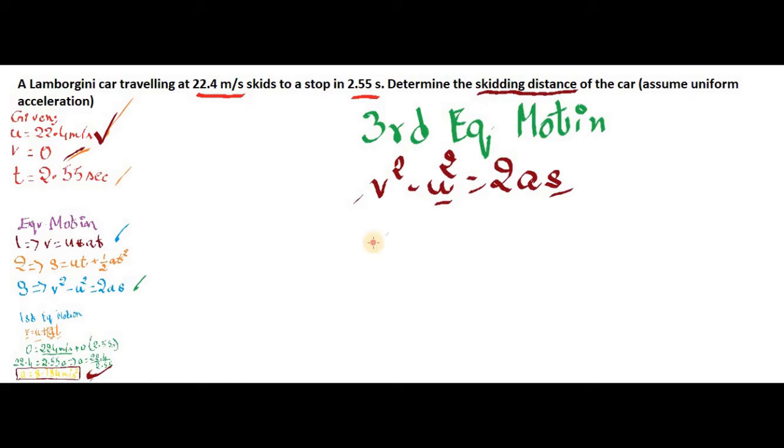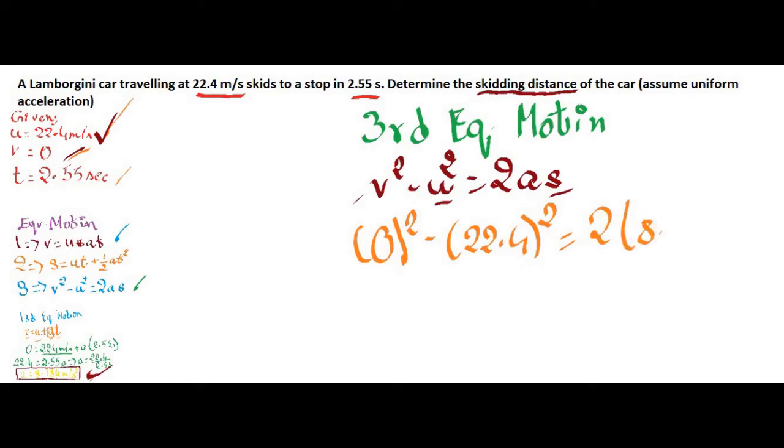Substituting is as simple. 0 square, and then u square is equal to 2. So what is the acceleration we got? 8.784, that is the acceleration. And s, we have to find it, so let's leave it as it is. So let's try solving it.